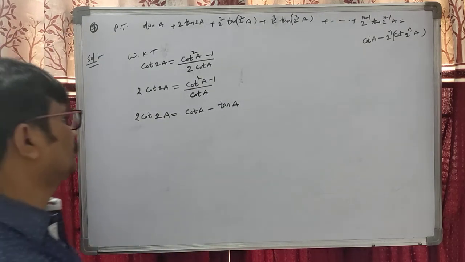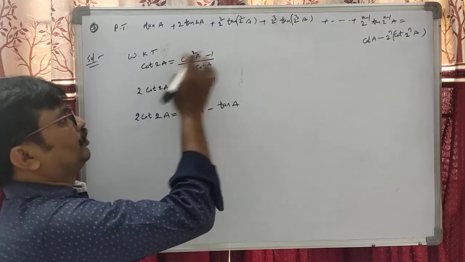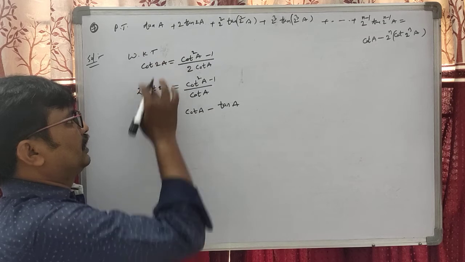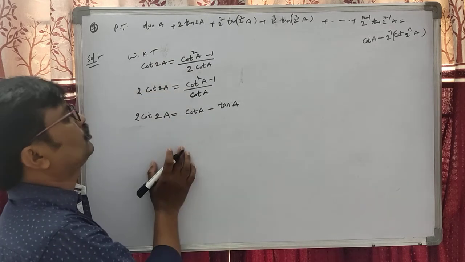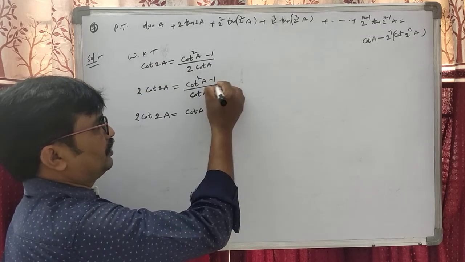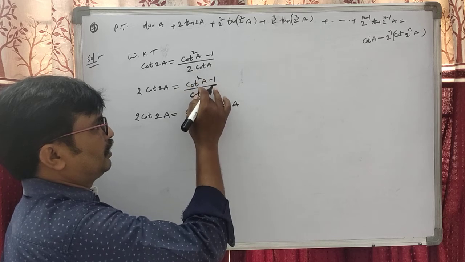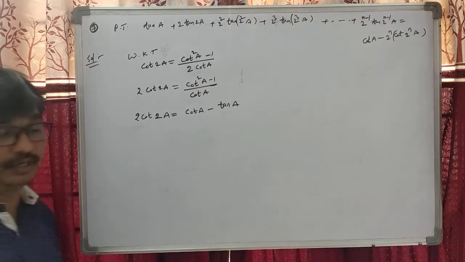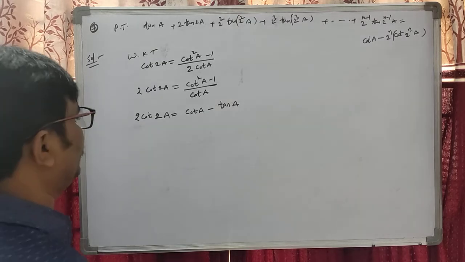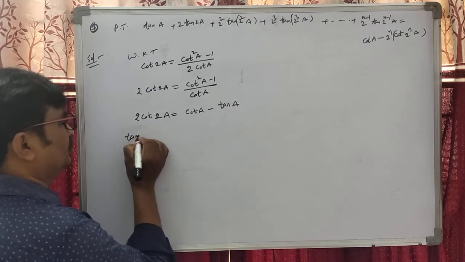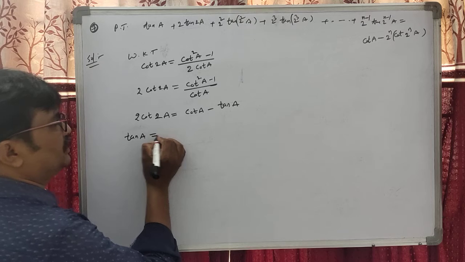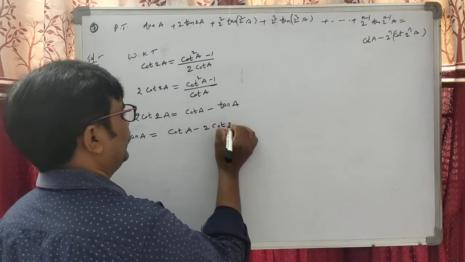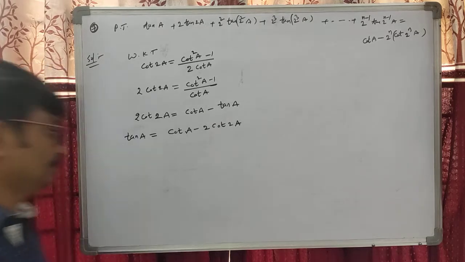Dear students, how can you write this? 2 cot 2a is (cot square a minus 1) by cot a. Therefore, this is expanded into two fractions: cot square a by cot a, that is cot a, and 1 by cot a is tan a. Dear students, first you can send the tan a to the other side. That is, minus tan a equals cot a minus 2 cot 2a.